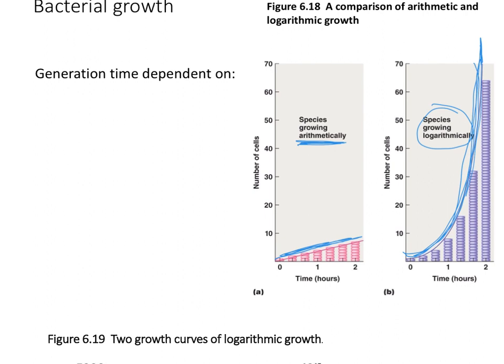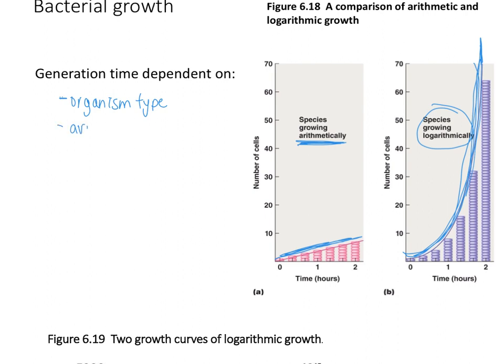Okay, so the generation time of any organism is going to depend on what kind of organism it is. In terms of bacteria, some bacteria will have a very short generation time, like E. coli. Their generation time is only about 20 minutes in an ideal environment, whereas some, like Mycobacterium, have a doubling time of more like 24 hours. So there's just a lot of variability depending on what species it is.